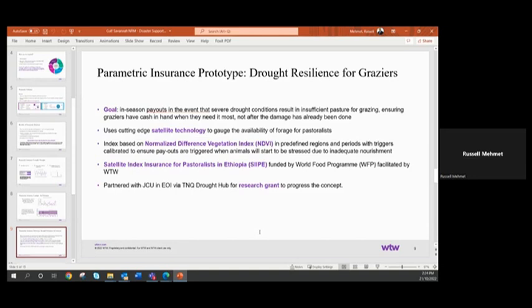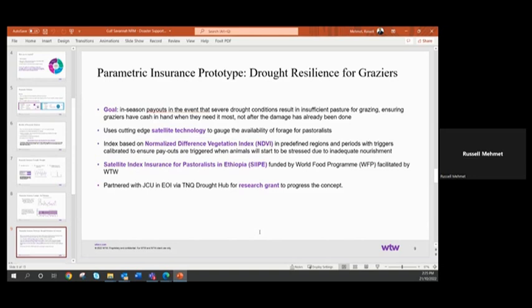And you'd probably all be familiar with NDVI in the predetermined regions and periods, with triggers calibrated to ensure payouts are triggered when animals will start to be stressed due to inadequate nourishment. So if the NDVI reading is below a certain pre-agreed level, then the payout is made, and it can be paid out as the period that you select goes.